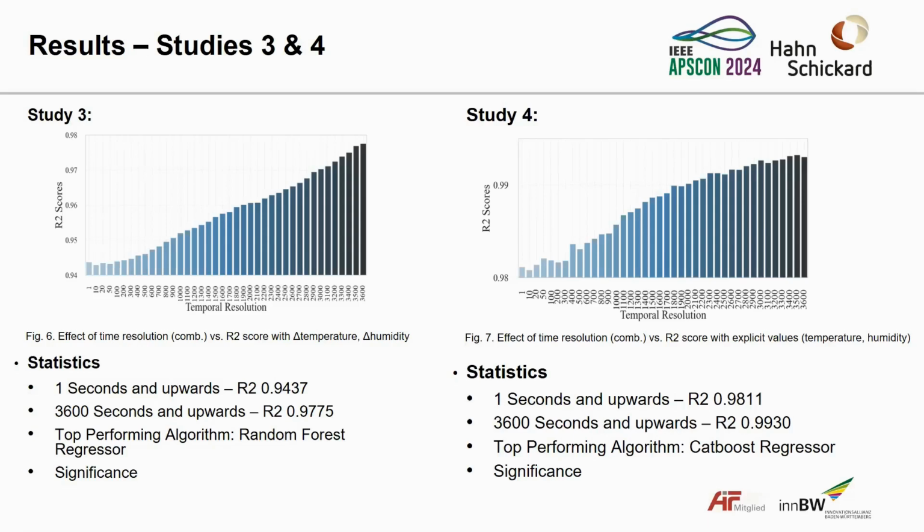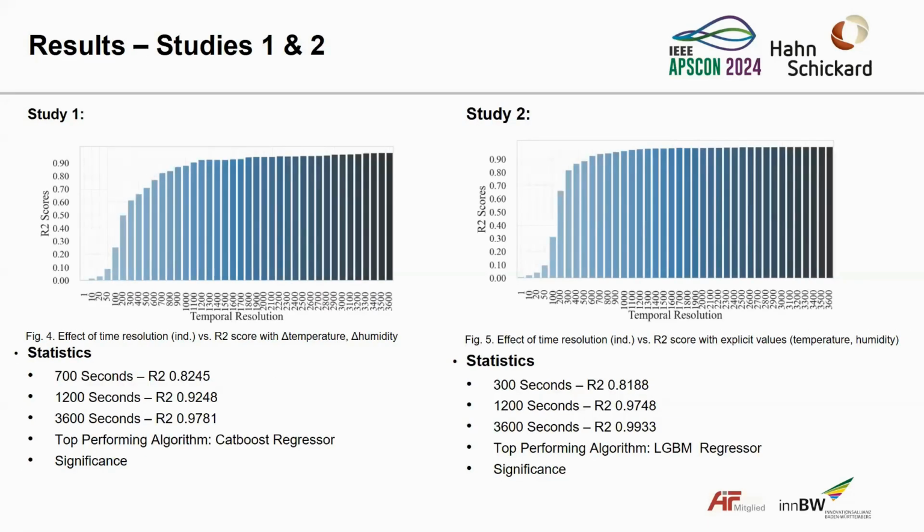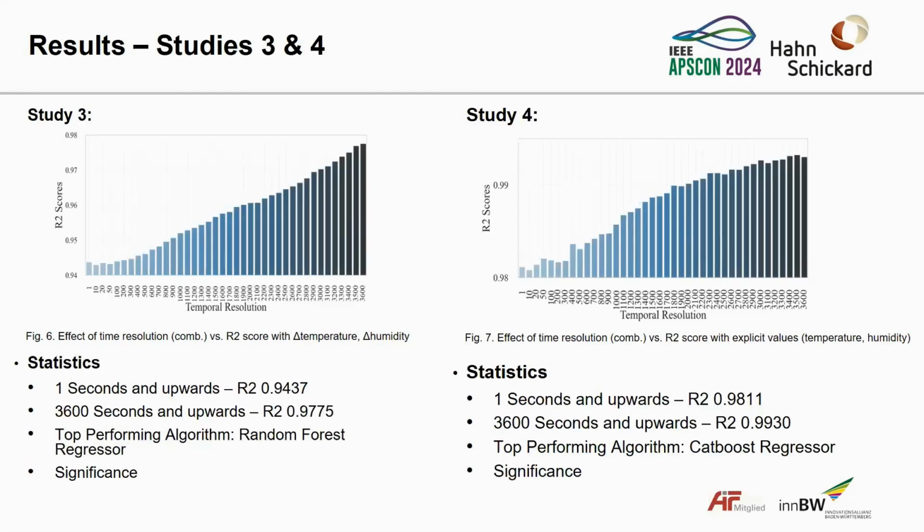But still, if we are trying to regularize it, or make it more predictable or generalize it, for this horizon it is not, as you can see, but still it gives us overall a better response. At 3600 seconds, even the change in temperature and change in humidity as input gives us a decent R2 score of 0.9775. The top performing algorithm is the random forest regressor for this.